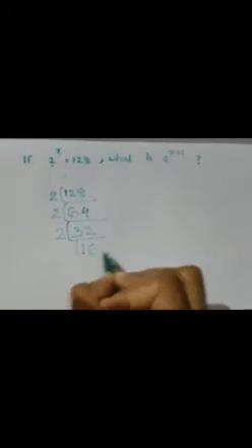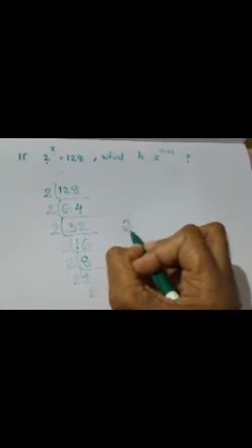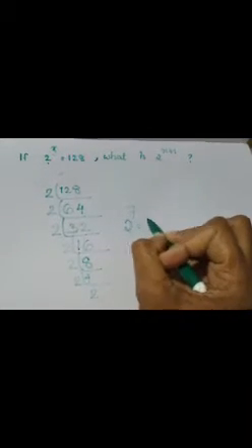6 2s are 12. Again 2, 8 2s are 16. Again 4 2s are 8. Again 2 2s are 4. Then 1, 2, 3, 4, 5, 6 and 7. 2 raised to 7 is 128. Okay, that is, x is 7. The value of x is 7.